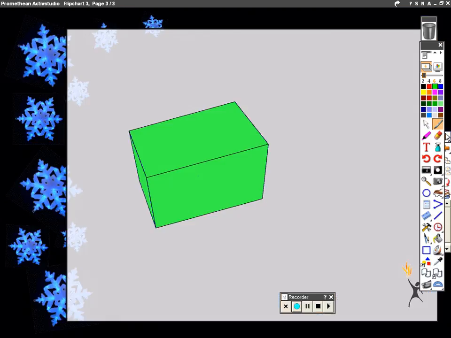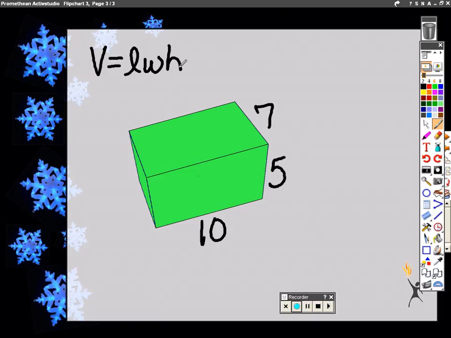Last one. Here we go. And I just wanted to do this one so you can see it from a different direction. Okay, so we're going to say this is 10. This is going to be 5, and this is going to be 7. Volume equals length times width times height. And it doesn't matter which one you call the length, the width, or the height. You want to make sure if one of them you call the length, then you don't also call that same number the width or the height. Okay, so I'm going to give you a second to plug in your numbers where you'd like.